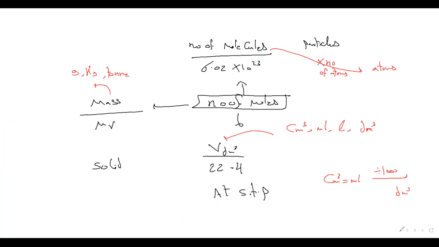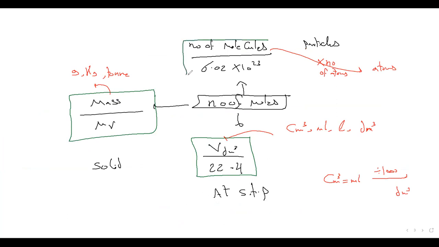So number of moles is equal to mass over molar mass in case of solids. How can we know this is a solid? From its units: gram, kilogram, ton. Volume in decimeter cubed for a gas at STP: volume over 22.4. Number of molecules over Avogadro's number, 6.02 times 10 power 23.